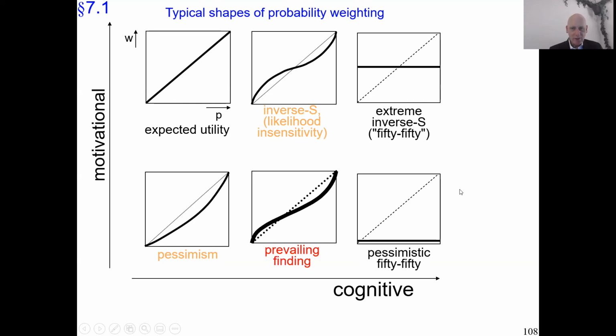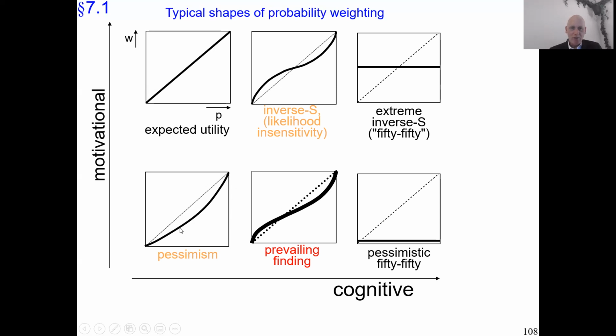Now, finally, this figure captures the prevailing empirical finding. I already told you inverse S is prevailing empirical finding, but it's combined with pessimism. What you find in empirical reality is the inverse S shape, but everything is pushed down. So it's a combination of insensitivity and dislike, pessimism. Both of these are going on in the human minds. It does mean the intersection point of the diagonal is now not at 0.5, but it's lower at 0.3.